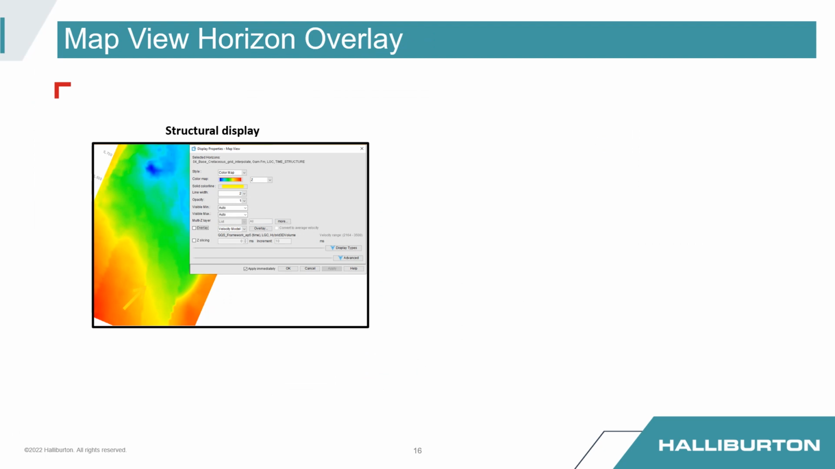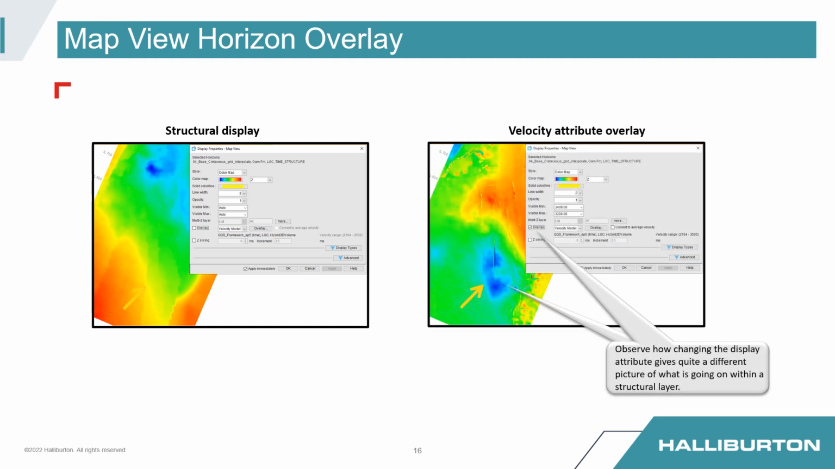In previous releases, the overlay for horizons was exclusive to the cube editor. This functionality is now available in the map editors. Simply go into the display properties editor for the horizon and select an attribute to overlay. In this case, I am displaying the velocity along a dipping and faulted structural surface so that I can look for velocity anomalies and trends compared to the structural layer.